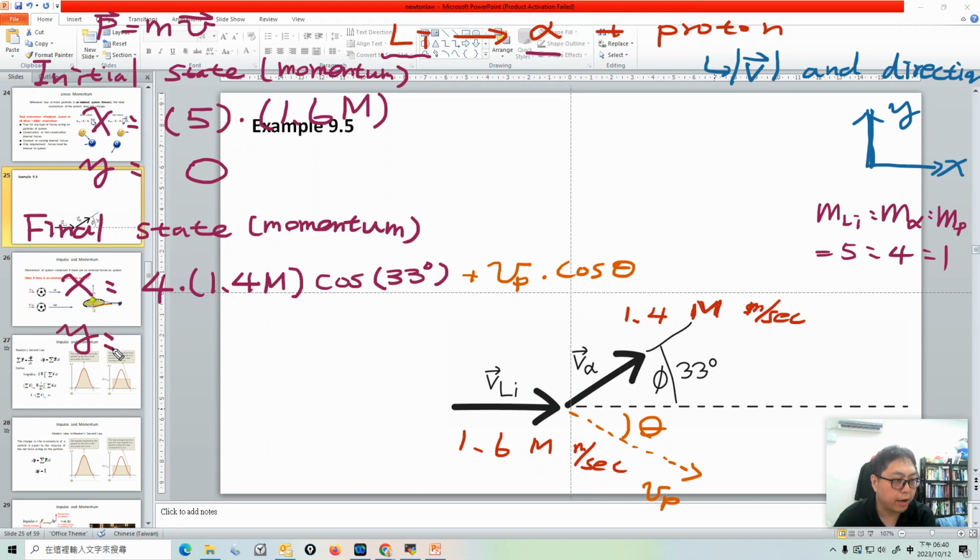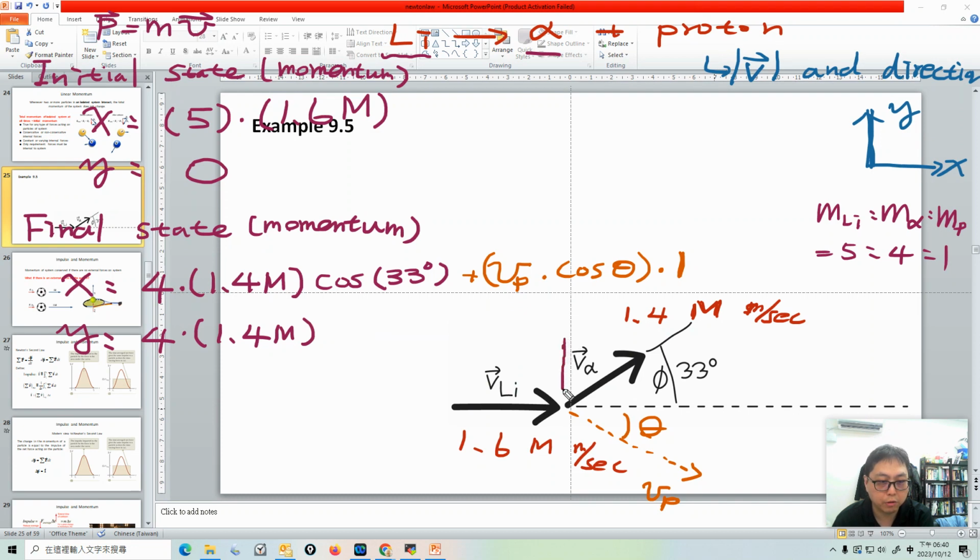Okay, let's write down the y component. The final state, we only have these two particles. Final state, the y components. Well, let's see. Alpha particle, we have alpha particle 4. I forgot, it should be times the mass of proton, which is 1. Sorry. And times 1.4 million. Its y component should be sine theta.